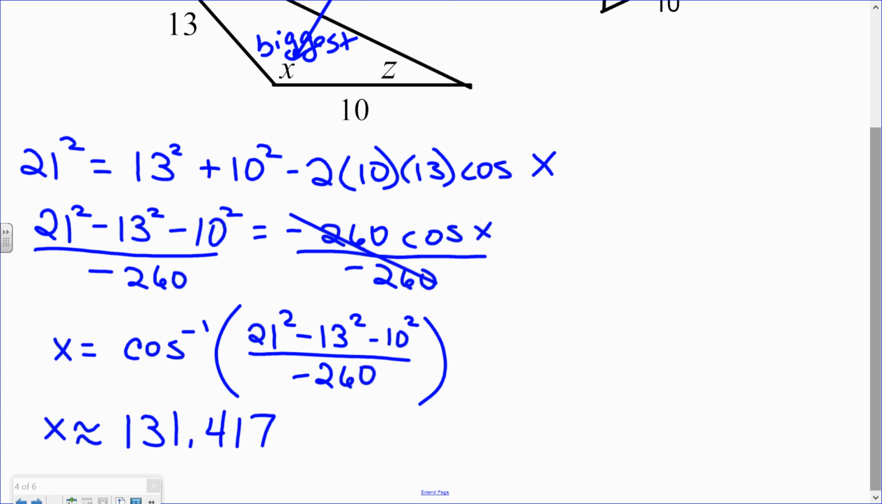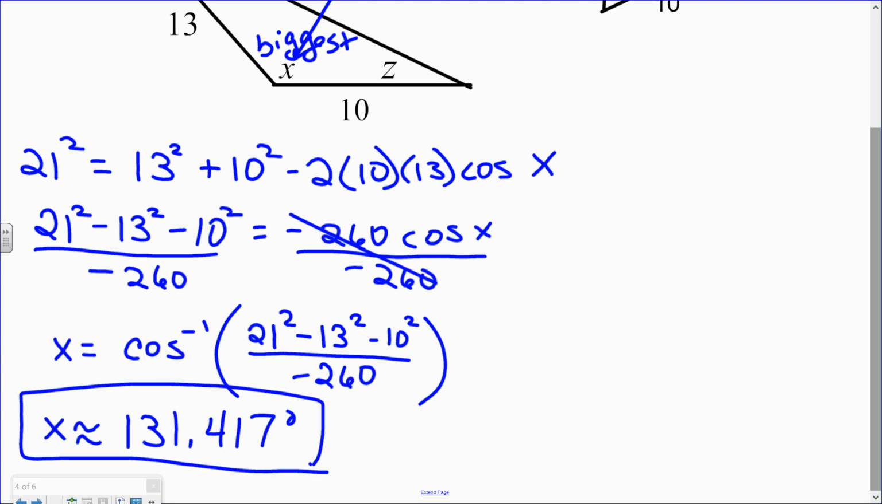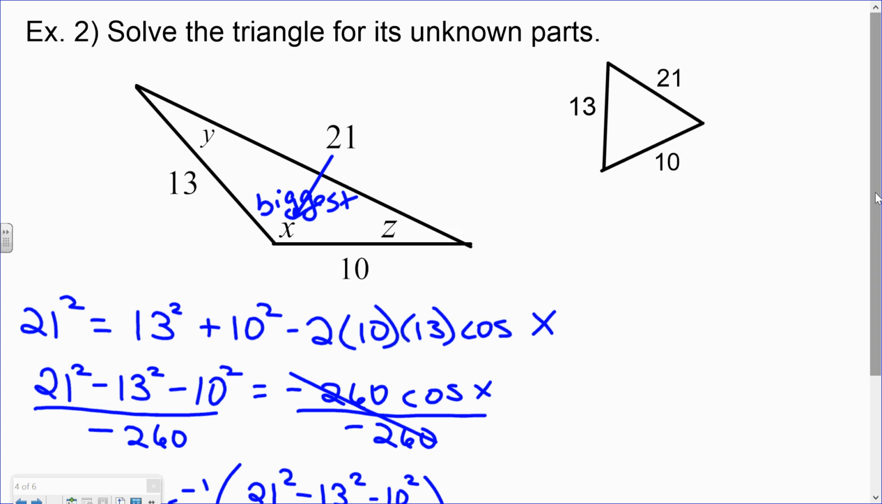131.417. Anybody else getting that? So what kind of triangle do we have? So we have an obtuse triangle. It specifically told us it's an obtuse triangle. We know the other two angles have to be acute, so we can use law of sines and just take the answer we get with that. It does not matter which one we choose to do next.